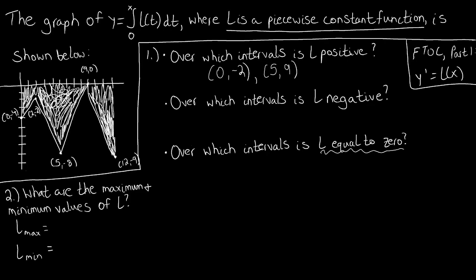And then for the other two intervals, we go from 2 to 5. We fill in the blanks there. And this shouldn't be negative 2. This should be positive 2. That was my fault.